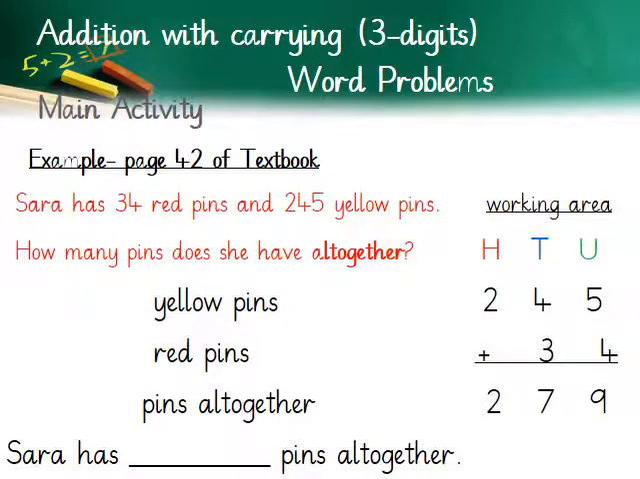Let's discuss this example from page number 42 of the textbook. The question states, Sarah has 34 red pins and 245 yellow pins. How many pins does she have altogether? Yes, there are two numbers given, one for red pins and one for yellow pins. First of all, you will make the statements. Yellow pins are 245, red pins are 34, and altogether you will make a sum on the right side of your notebook. That's the working area. At the end, after adding the given sum, you will write the answering statement. And there are 279 pins altogether.